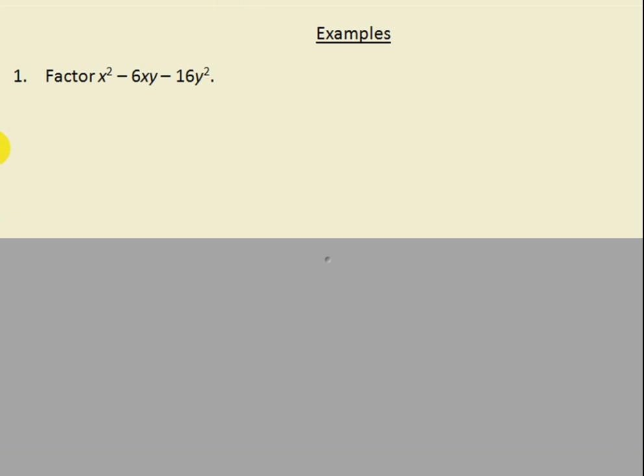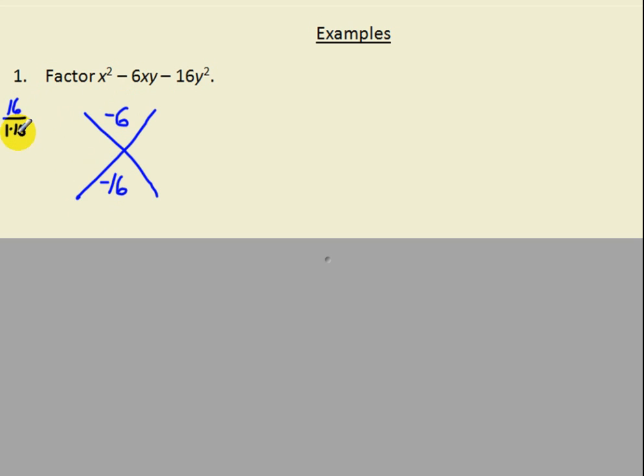All right, let's look at some problems here. So number one, we have factor x squared minus 6xy minus 16y squared. So we have both x and y here. That's okay. Just follow along and see how this works. We still want to focus on that product, which in this case is negative 16, and a sum, which is negative 6. So the product is negative. That means we have opposite signs. So we're looking for two numbers that multiply to 16 that have a difference of 6.